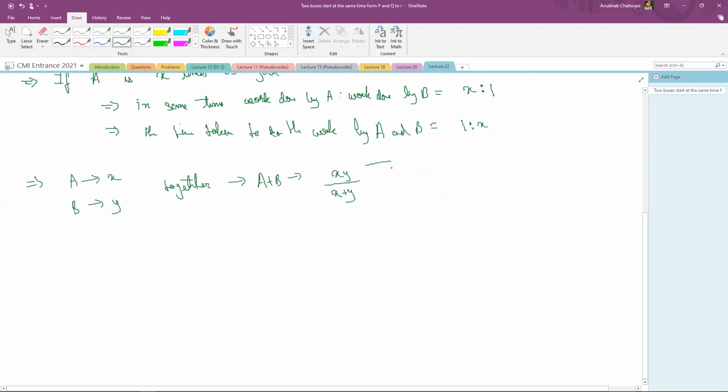If you need the calculation: if A can do the work in X days, in one day A can do 1 by X amount of the work. In one day, B can do 1 by Y amount of the work. So in one day both can do 1 by X plus 1 by Y, which equals X plus Y by XY amount of work. So the total time taken would be XY by X plus Y. It's easier to remember this formula directly.